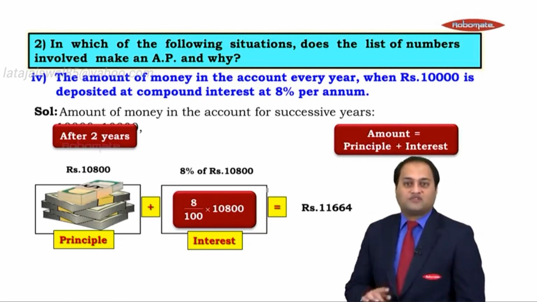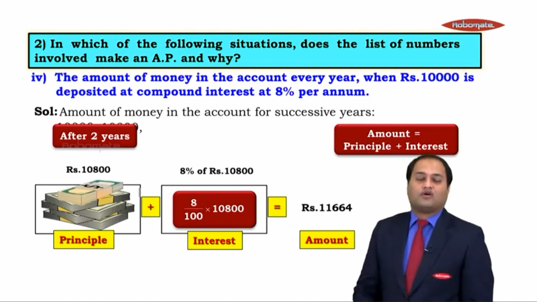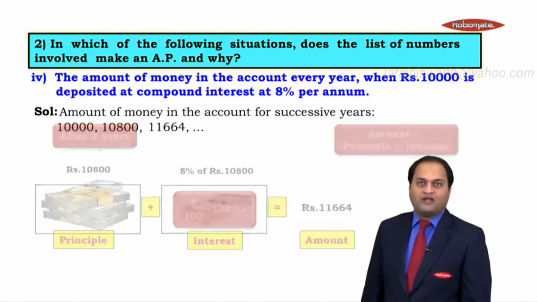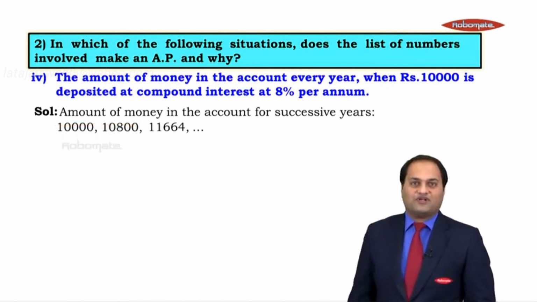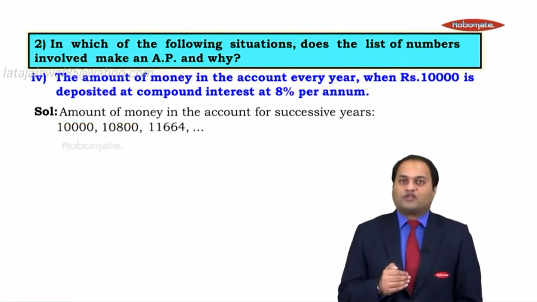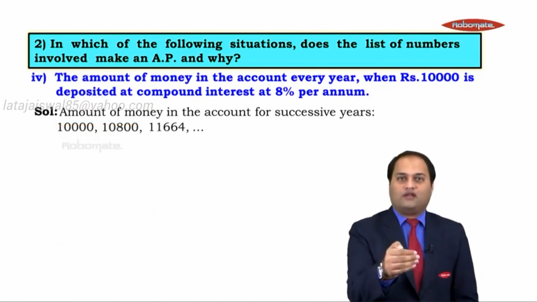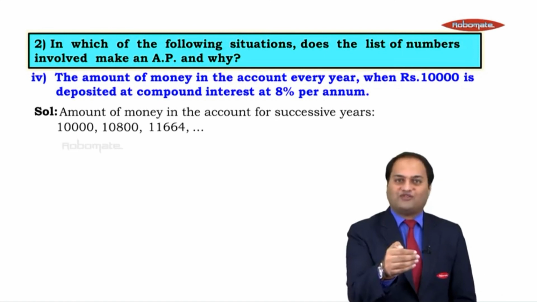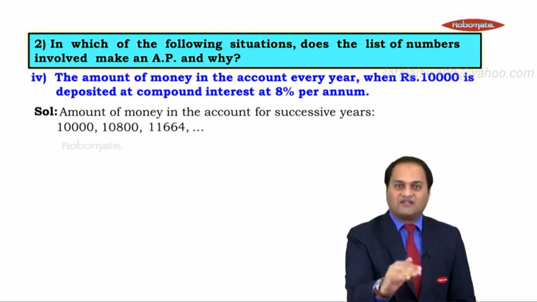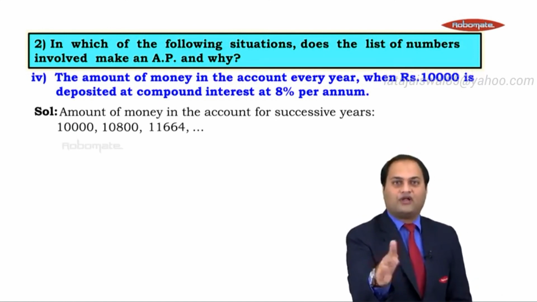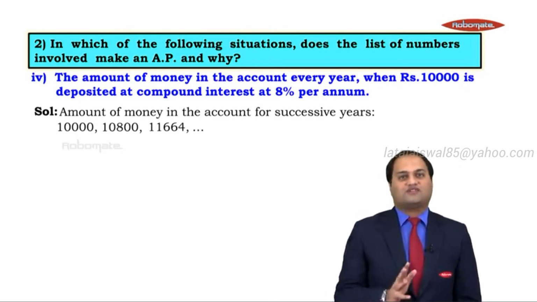So that becomes the next amount, the amount after 2 years, right? So we get the list of numbers here. The initial amount was 10,000. Then adding interest, it became 10,800, with 8% interest. Adding another 8% to it, we get 11,664.